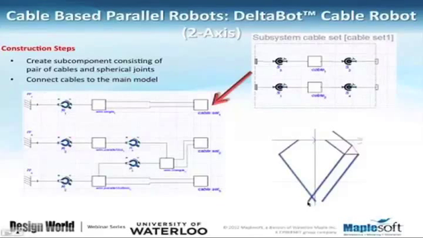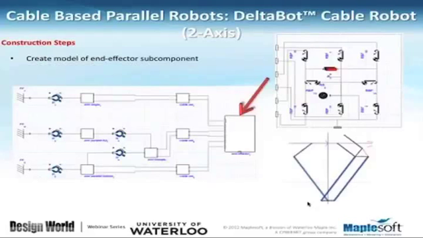Now the only piece that is missing from the overall model of this cable robot is the end effector. And the end effector is also simple to design because the end effector is in fact a rigid component.